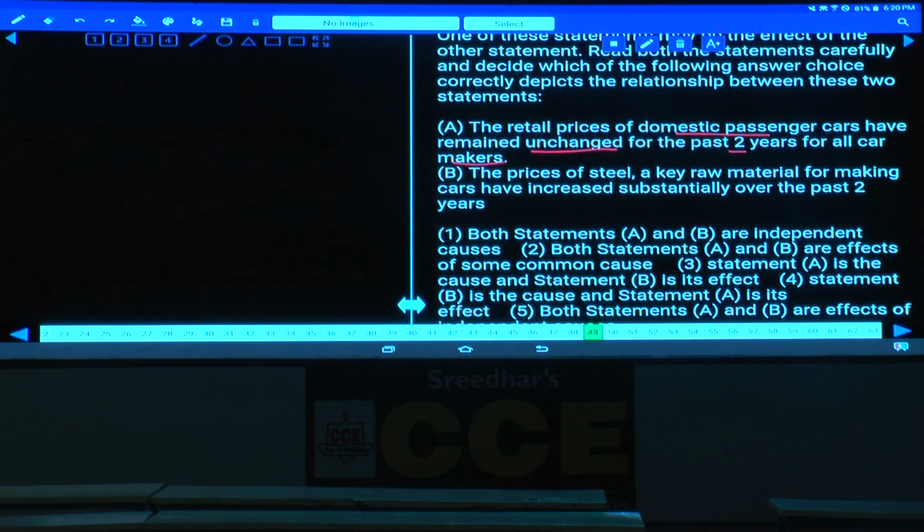This is an effect. And the prices of steel, a key raw material for making cars, have increased substantially over the past 2 years. From the last 2 years, the prices of steel were increased. That means the input cost is increasing. As input cost is increasing, obviously these people have to increase the prices of the cars. Despite that, they haven't done that.